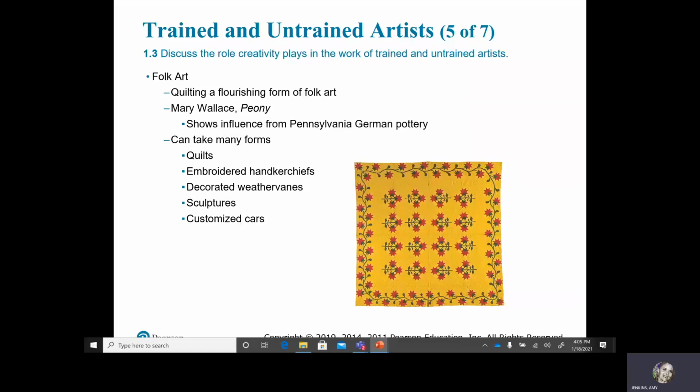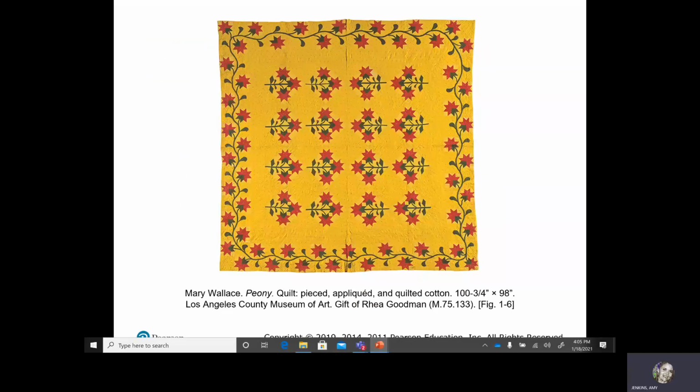Here's an example of a quilt. It's quilting, a flourishing form of folk art, by Mary Wallace. It's called Peony. It shows influence from Pennsylvania German pottery. And we already know that their art can take many forms. It's repetitive. Here's a bigger image of the quilt. It's pieced applique and quilted cotton.